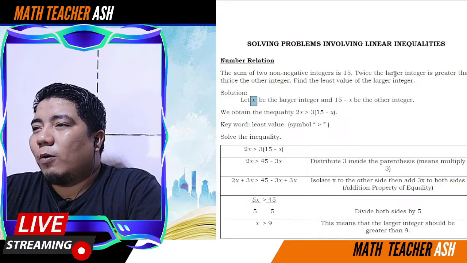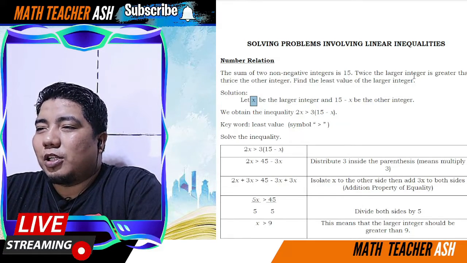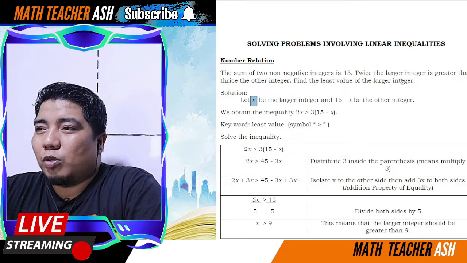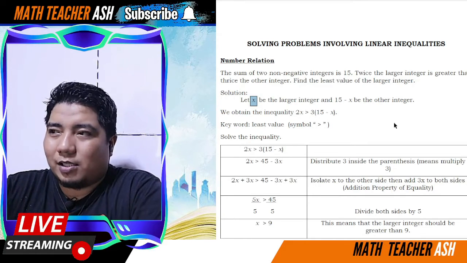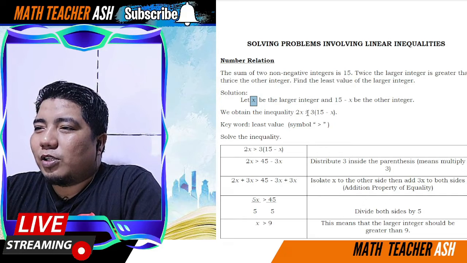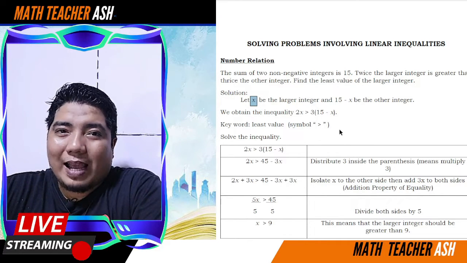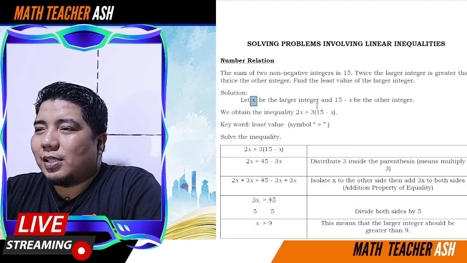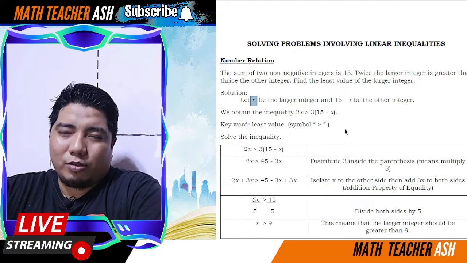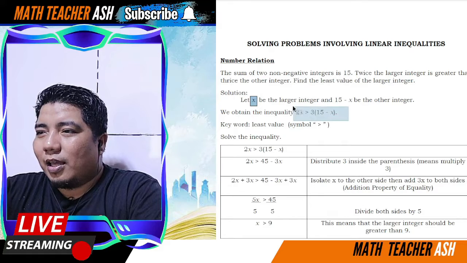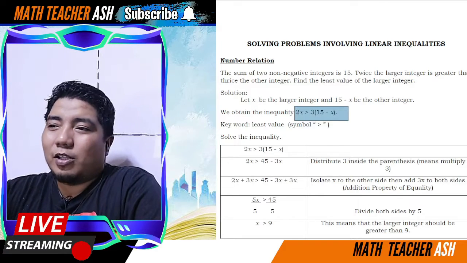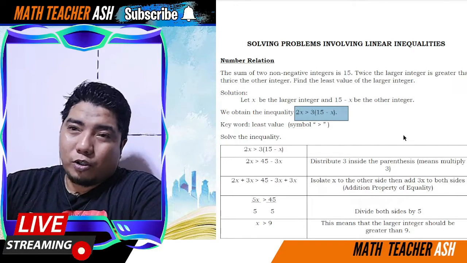Now it says here, twice the larger, so our larger is x, right? So twice the larger, that is 2x. Is greater than, so we use the greater than symbol. Thrice the other integer, so three times 15 minus x. So this will be your representation. Alright? So what you can do now is to solve.